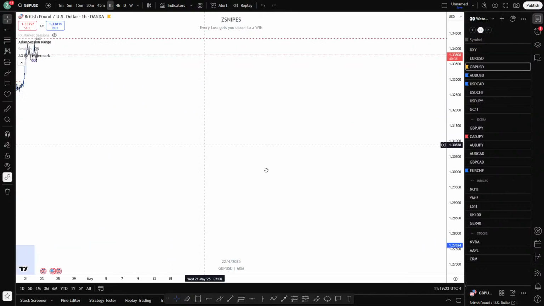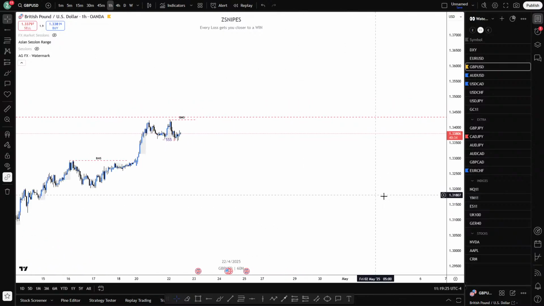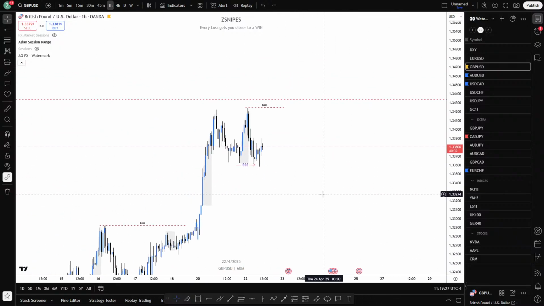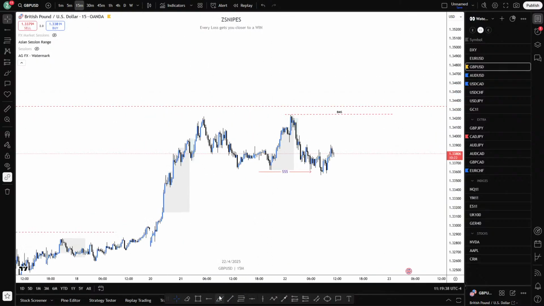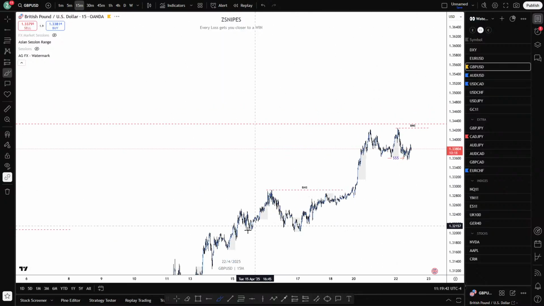And also, for me to even start looking for sales on GU, honestly, I need a change of character, and we haven't created that anywhere yet. These are just Asian lows here. We haven't even gotten a distribution yet. It looks like we could be forming one. We can see the market is starting to slow down and it's ranging. We're not as impulsive. We're not as bullish as we were.